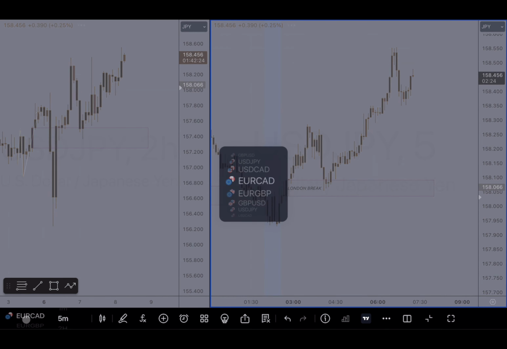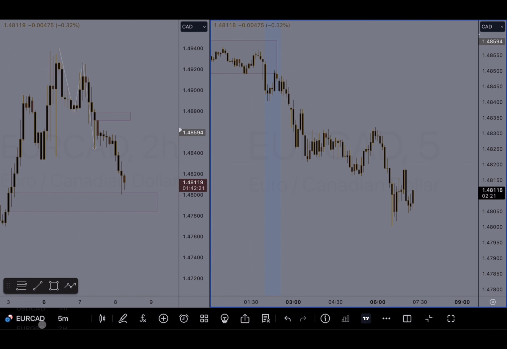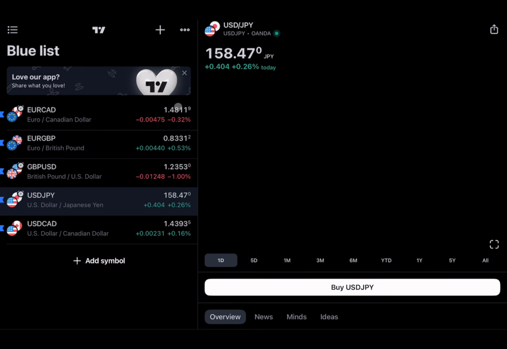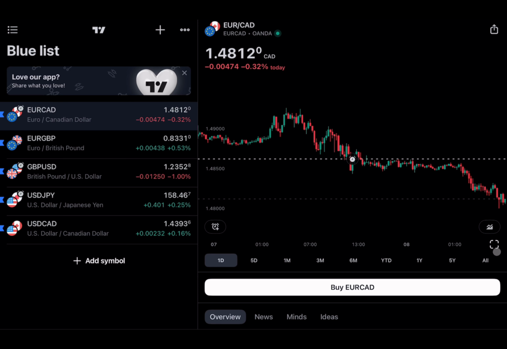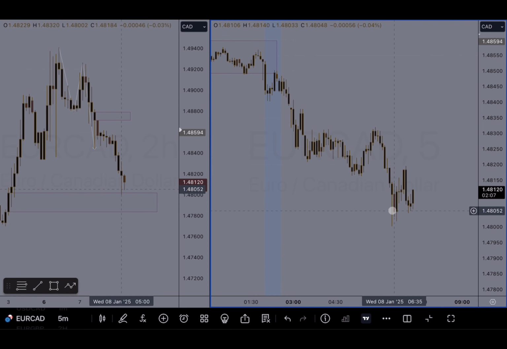EURCAD. This is the watch list, you guys. I have it arranged in alphabetical order. It's just 5 items that are on the watch list right now that we're looking at. So we're gonna start at the top with the Euro Canadian dollar, and we're just gonna look to see what we have here.